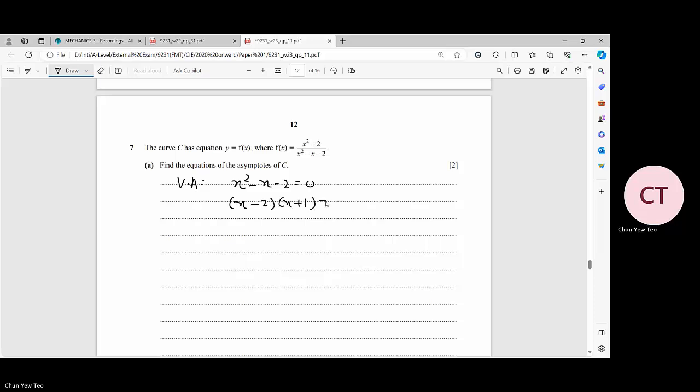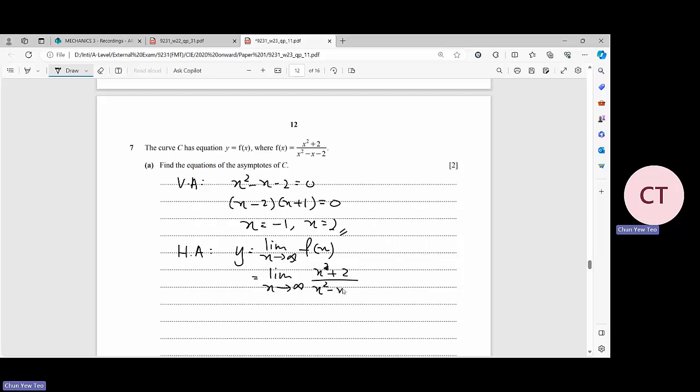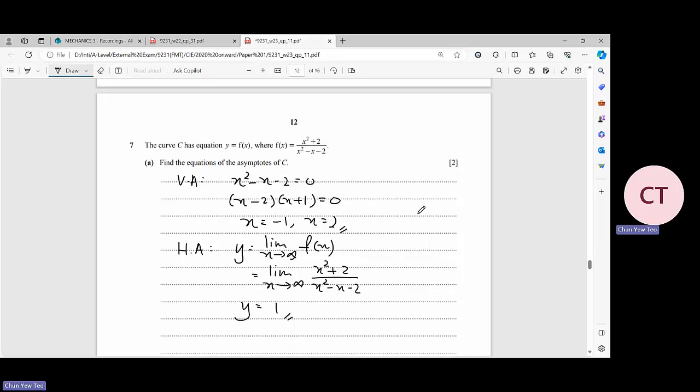Then you will have the vertical asymptotes at x equals negative 1 and x equals 2. Then for the horizontal asymptote, we just need to let y equal the limit as x goes to infinity of f(x). That will be the limit as x approaches infinity of (x squared plus 2) over (x squared minus x minus 2). You will get the answer 1. So for this case, the vertical asymptotes are x equals negative 1 and 2, and the horizontal asymptote is y equals 1.